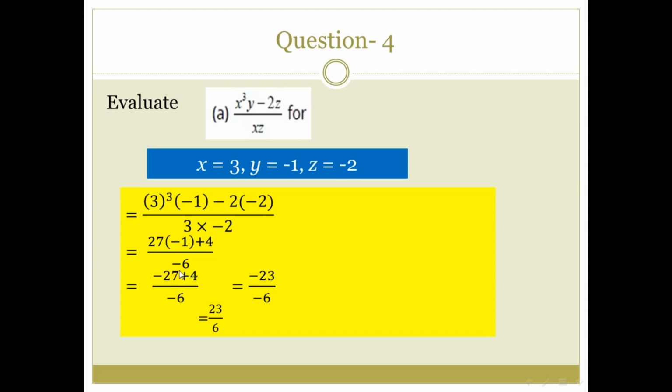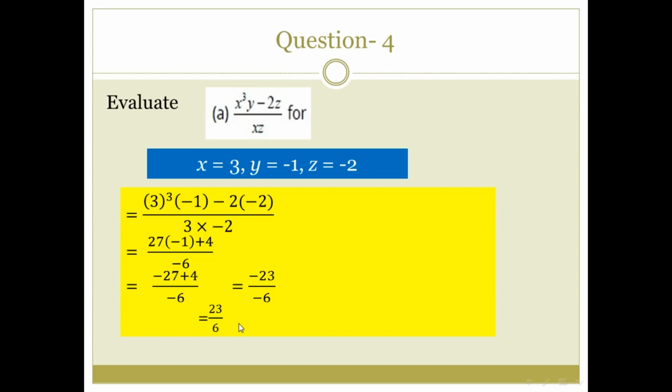First of all we have to solve the numerator, because cancelling 4 and 6 by simplification is out of rule. So minus 27 plus 4 is minus 23. Negative sign with negative sign will be cancelled because that is a single number. So this is our final answer, 23 over 6.